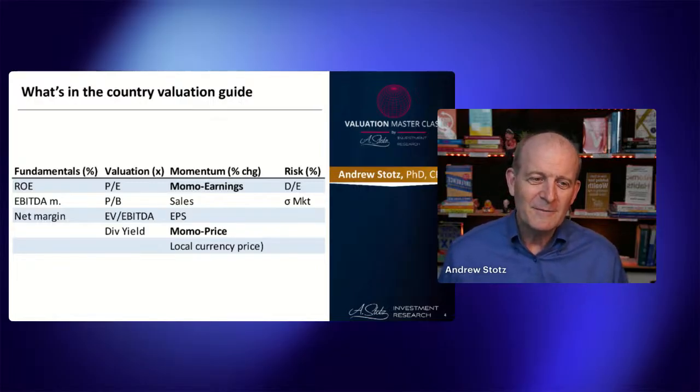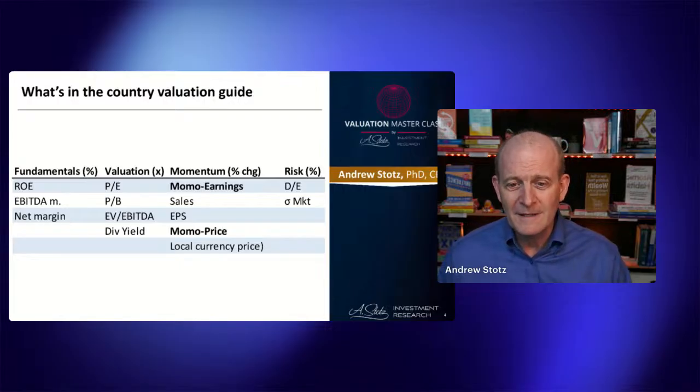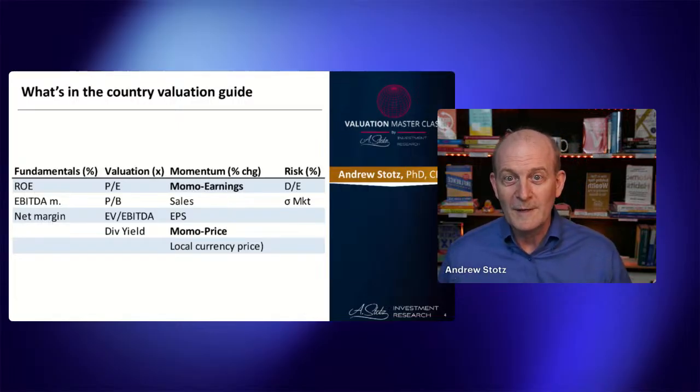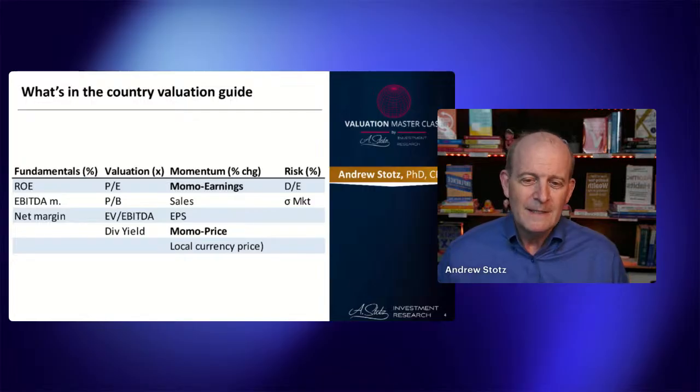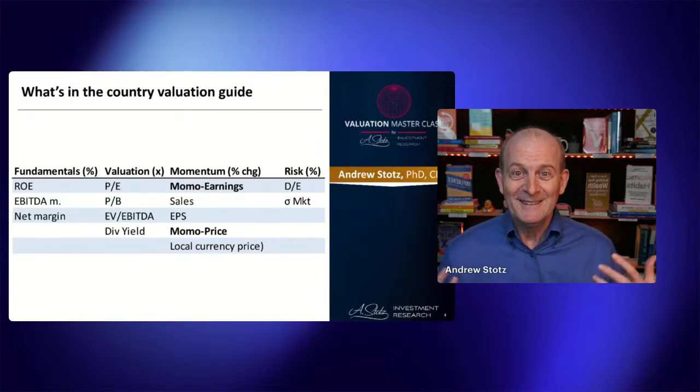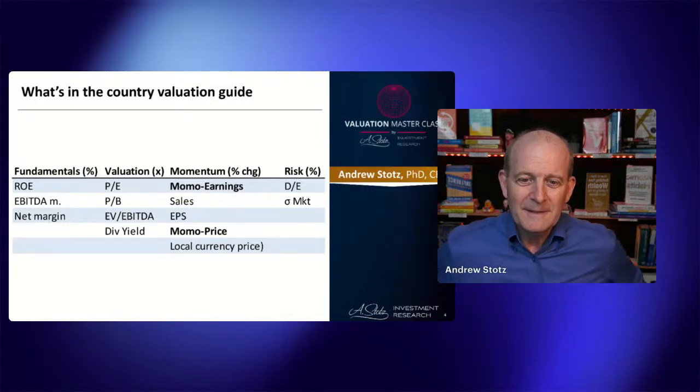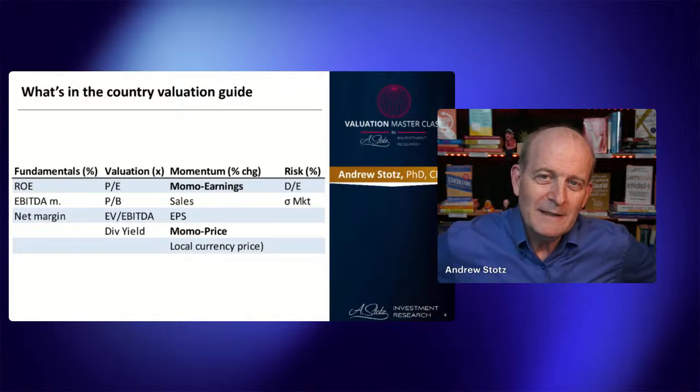Under valuation, I'm going to show the PE, the price to book, the EV, the enterprise value to EBITDA, and the dividend yield. Now for PE, price to book, and EV to EBITDA, we want them to be as low as possible. Low is cheap. And dividend yield, we want to be as high as possible, because the higher the dividend yield is, generally the lower the price is. Now let's talk about momentum.